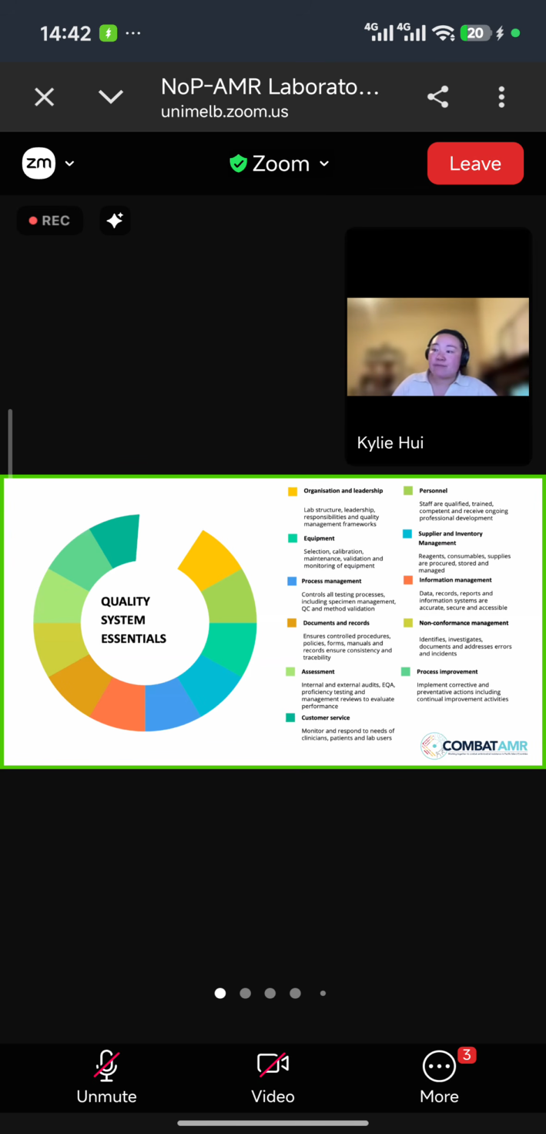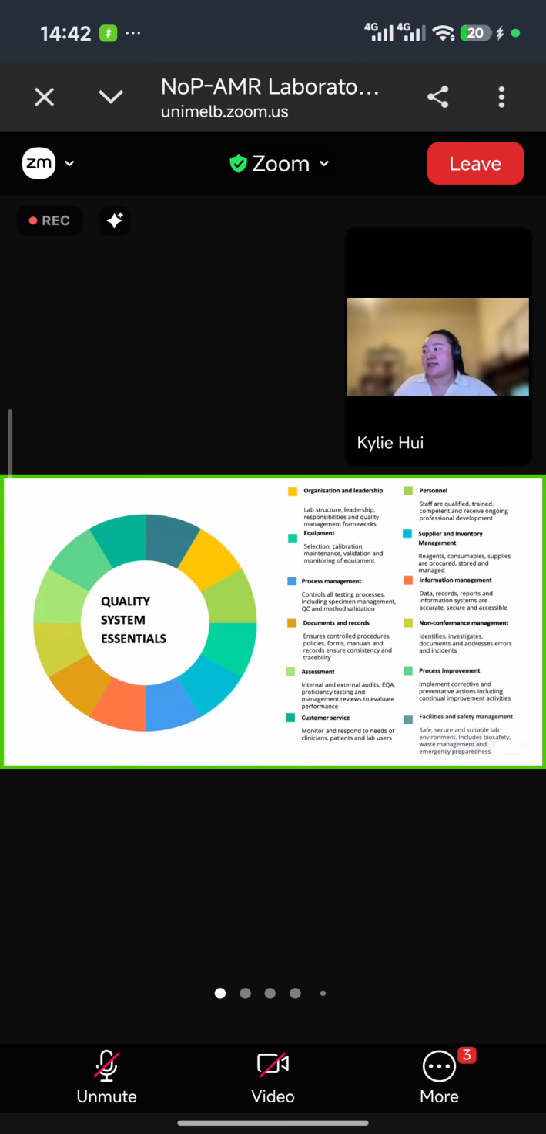Customer service, to monitor and respond to the needs of your clinicians, patients, and other users. And lastly, facilities and safety management, to ensure that we have a safe, secure, and suitable lab environment. So all these 12 items make up our quality system essentials, our QSEs.